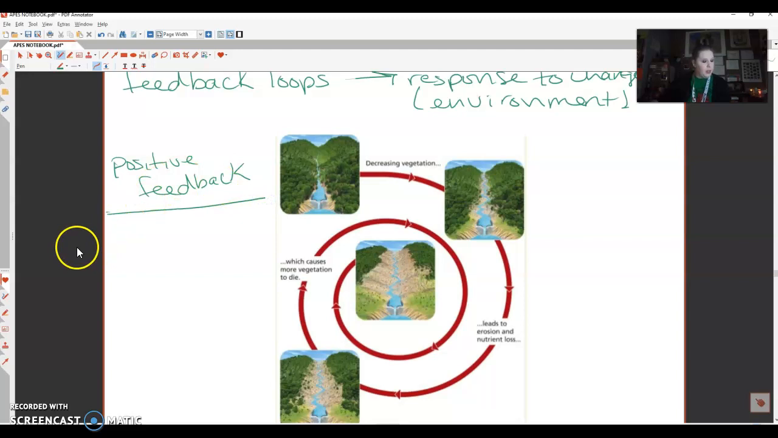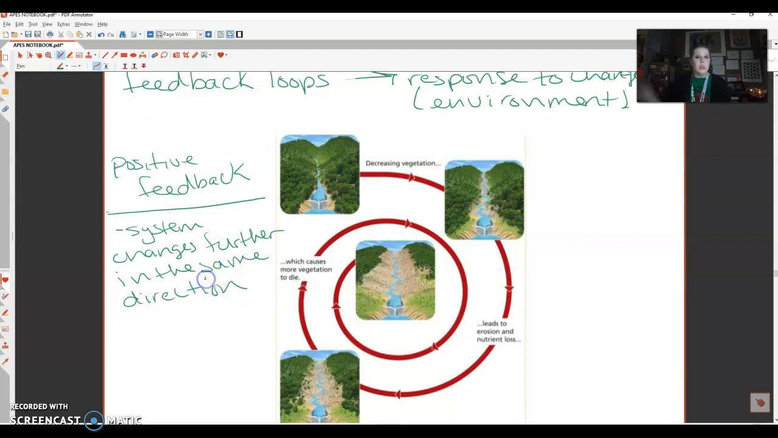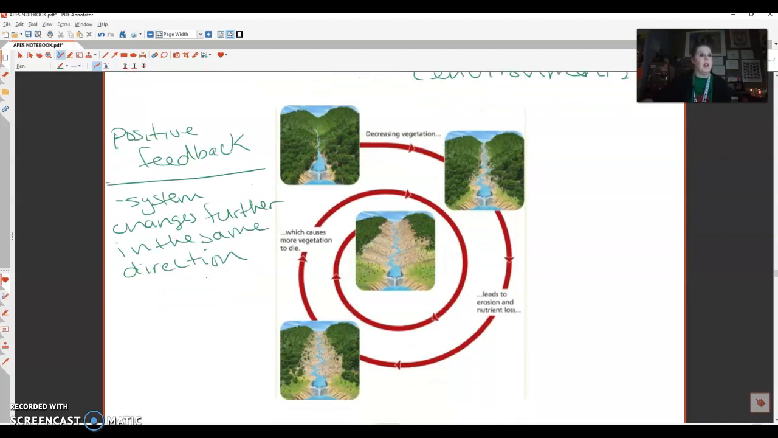Positive feedback. So, in a positive feedback loop, the system changes further in the same direction. Okay, so let's look at an example. This is our example of positive feedback right here. Okay, we just learned in our agriculture unit that it is important to have grass, trees, any type of plant life to prevent erosion of the soil. Okay, erosion of soil means we can't grow things, so it's going to decrease plant cover, agriculture production, etc.